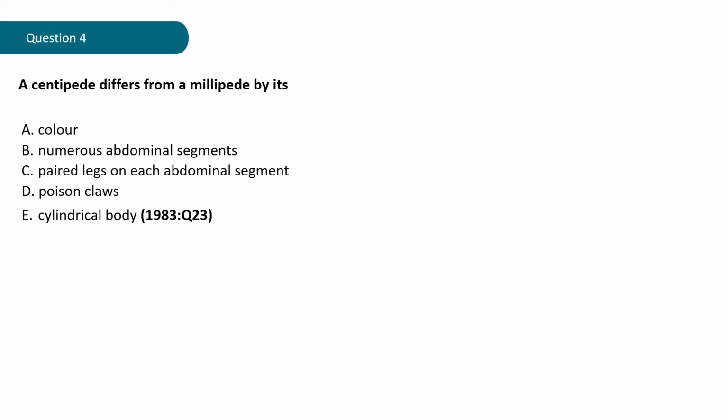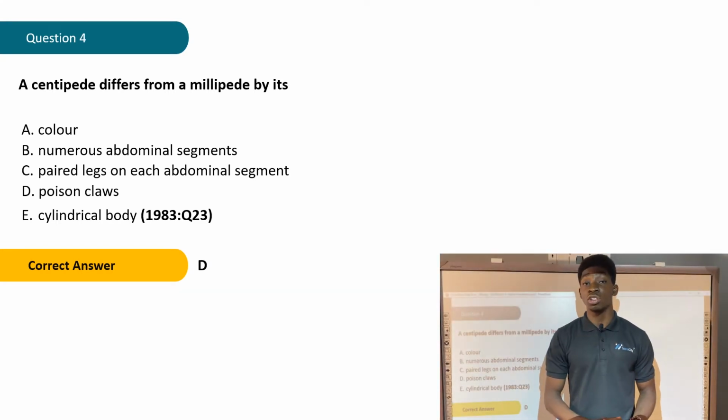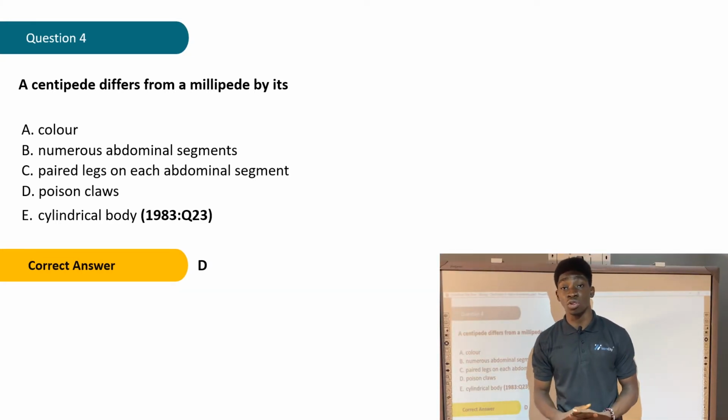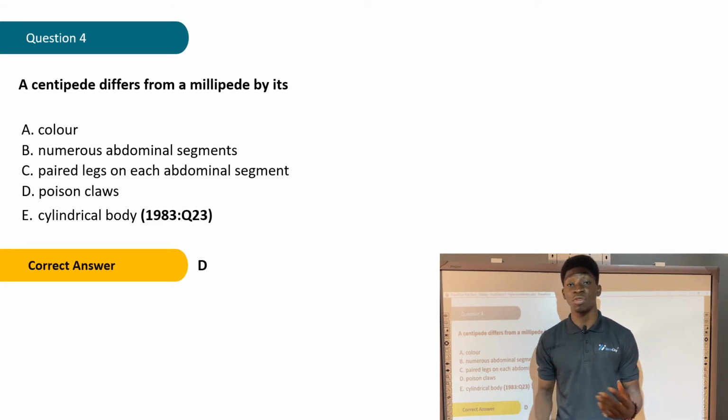Okay, let's see what the correct answer is. The correct answer is D. Poison claws. The correct answer is D because the question is asking us what differs a centipede from a millipede. That means, what does a centipede have that a millipede does not have? Of course, the color could be any color, so that doesn't differentiate a centipede from a millipede.